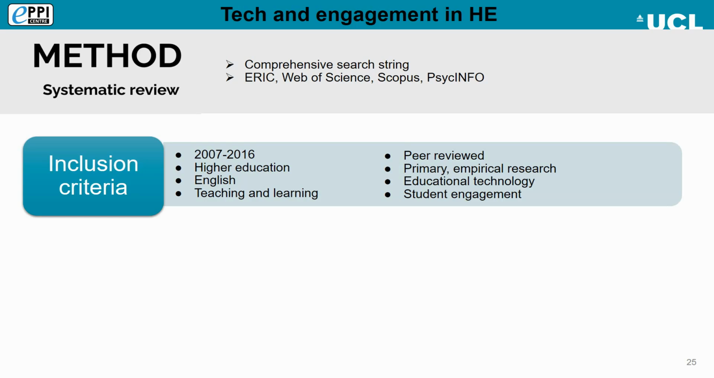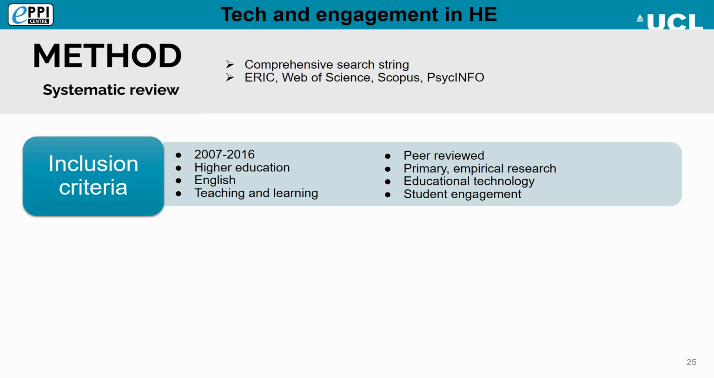Our inclusion criteria for studies to be included in this particular review: we initially had kept the years broad, so we ended up with an enormous amount of literature that came back from our searches. So we decided to narrow the scope so that it was more manageable, and we narrowed it to 2007 to 2016. And of course, we were focusing on higher education.